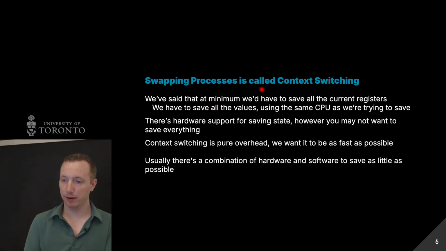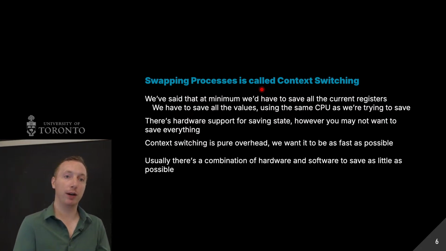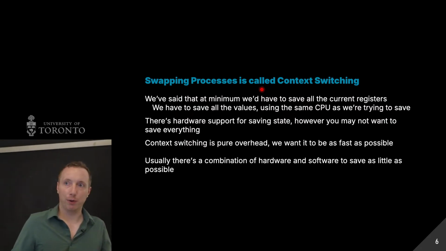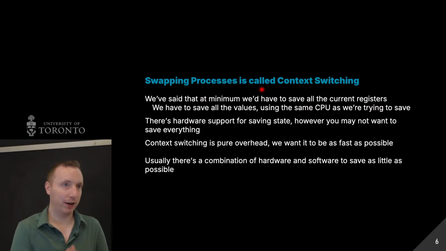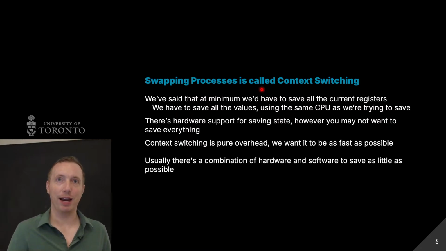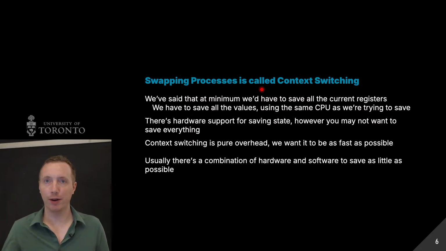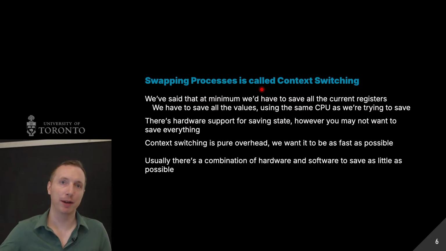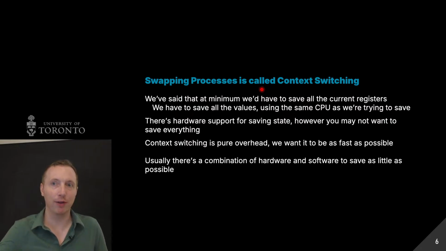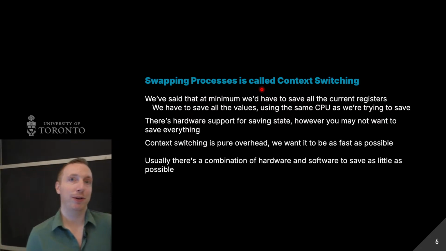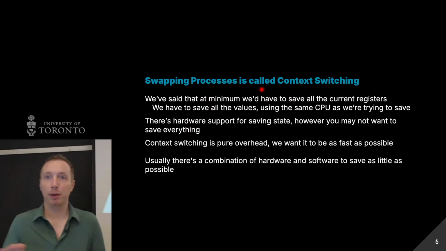Sometimes you might want to save everything though, because whenever you context switch between processes, you're not actually doing any useful work. You as a user only care about your processes running, so anything else the system's doing, you don't care about. We call that overhead. It's essentially wasted time spent on things that aren't running the programs you actually care about. So context switching is pure overhead, and you want it to be as fast as possible.